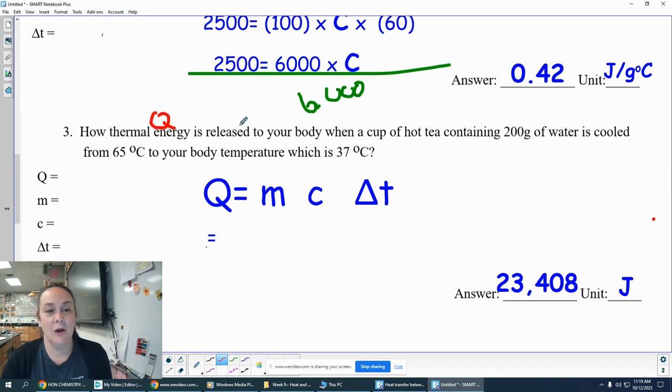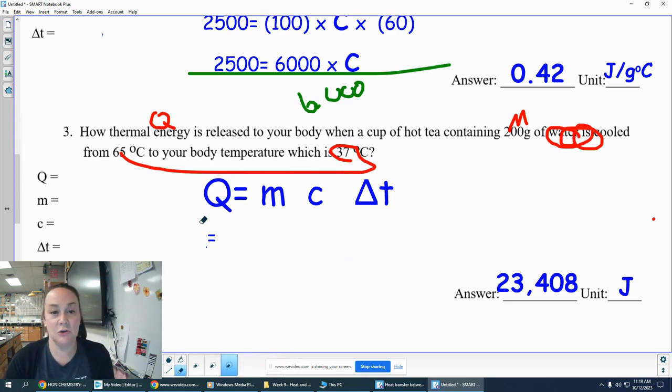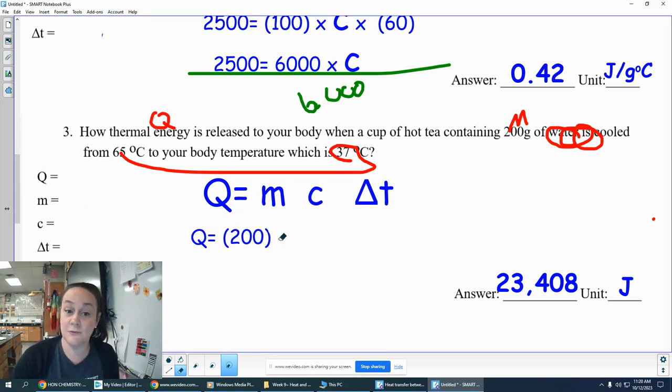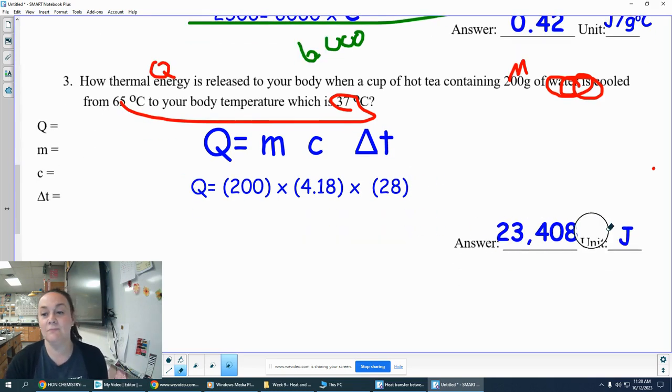So that is Q. To your body when a cup of hot tea containing 200 grams of water is cooled from your body temperature to 37 degrees Celsius. So got your Q. That's what we're looking for. Your M is 200 grams. And then people are like, oh my goodness, I don't have a C value. Well, I'm sure some of you remembered that the C value for water is 4.18 joules per gram degree Celsius. And then my delta T, when I do 65 minus 37, is going to be 28 degrees. All you have to do is multiply those together, and then you put a J on for your unit.